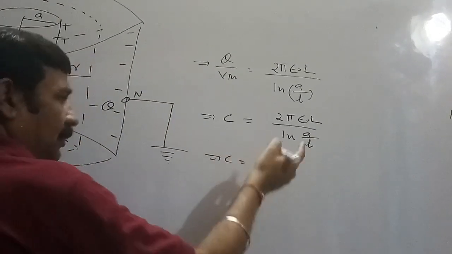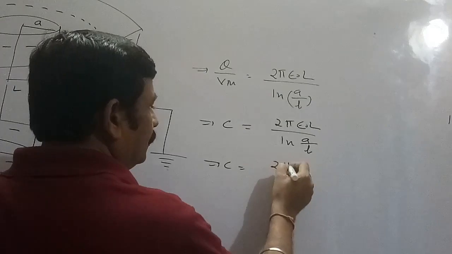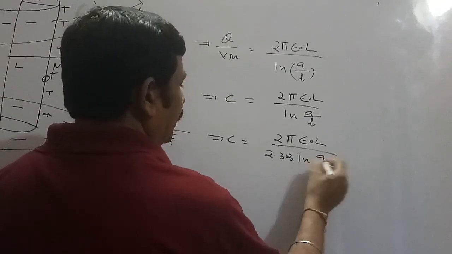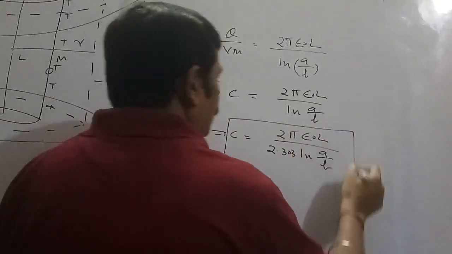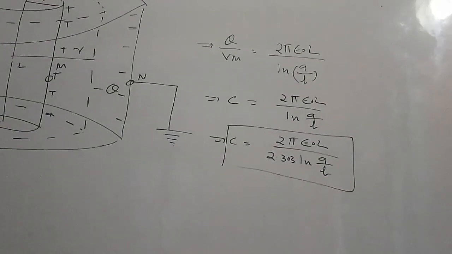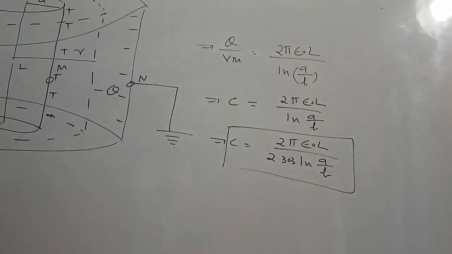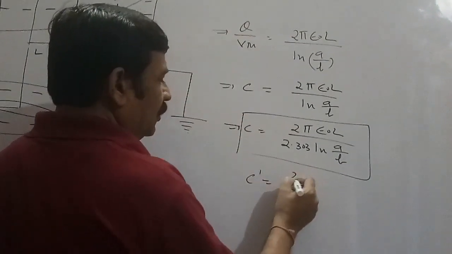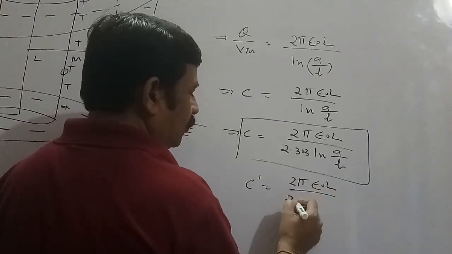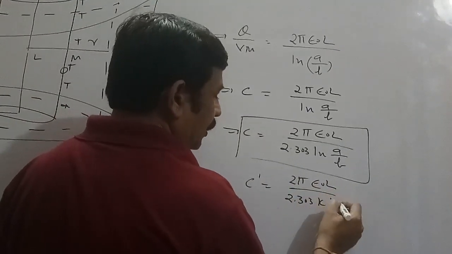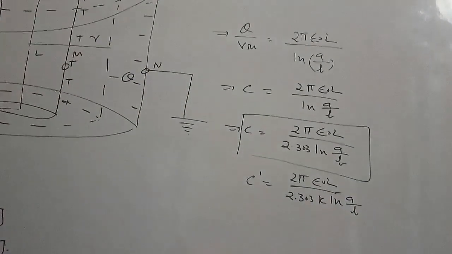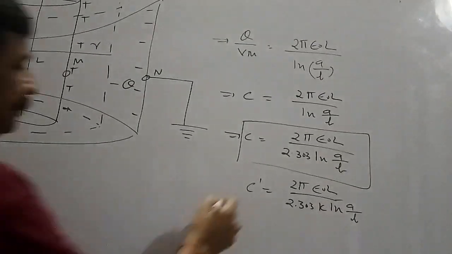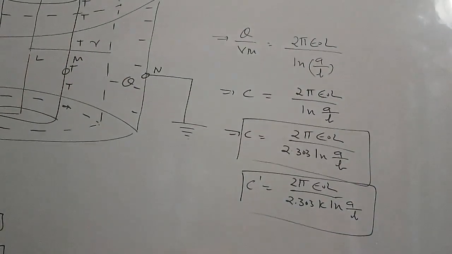Now if we write natural log into power base 10, it is 2.303 natural log A upon B. It is the expression for the capacity of a cylindrical capacitor when vacuum or free space is present between the plates. If any dielectric material is present between the plates, then the expression will be 2 pi epsilon naught into L upon 2.303 K natural log A upon B. So dear friends, this is how we find the expression for the capacity of a cylindrical capacitor.